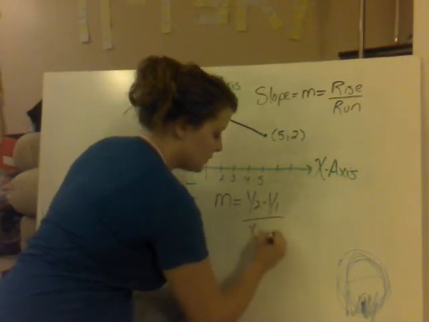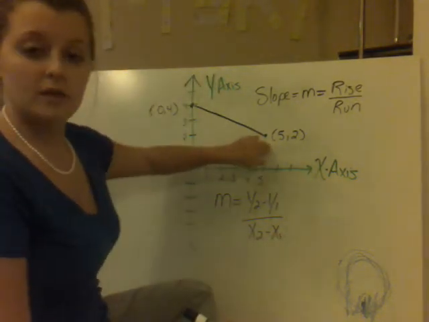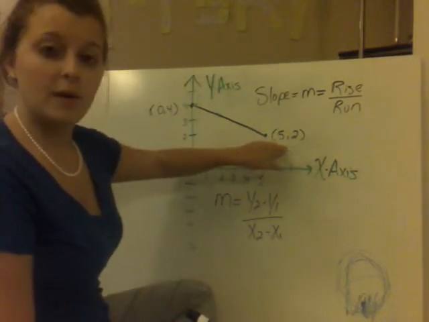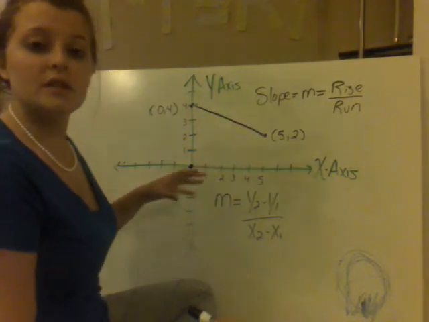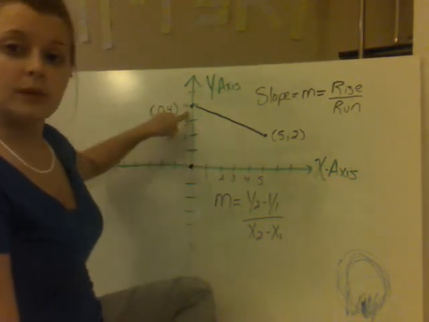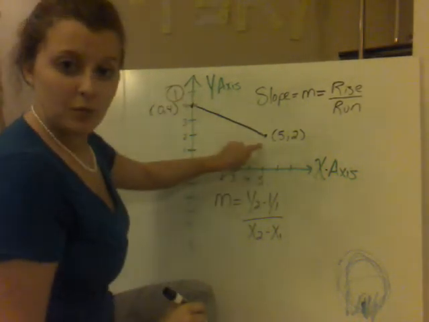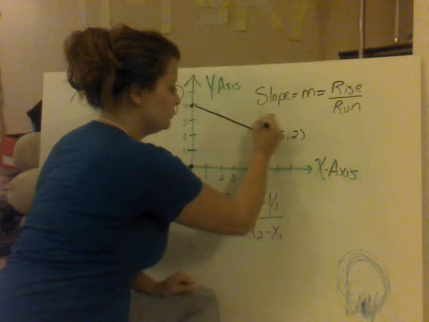over x2 minus x1. Now I already know what my x's and y's are, because my x's are always on the left and my y's are always on the right. I just need to decide which point I want to use. I'm going to say this is going to be my first point, so I'm going to label this with a big 1, and this is going to be my second point, and I'm going to label it with a 2.